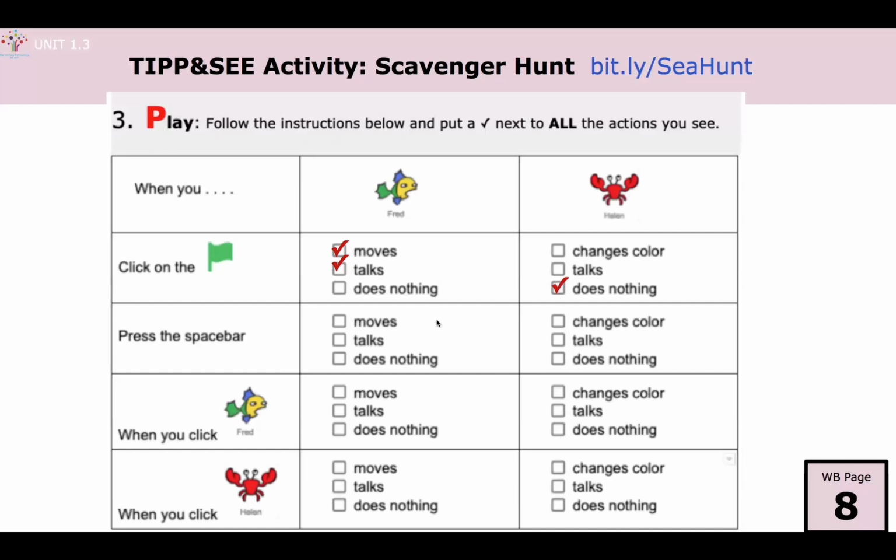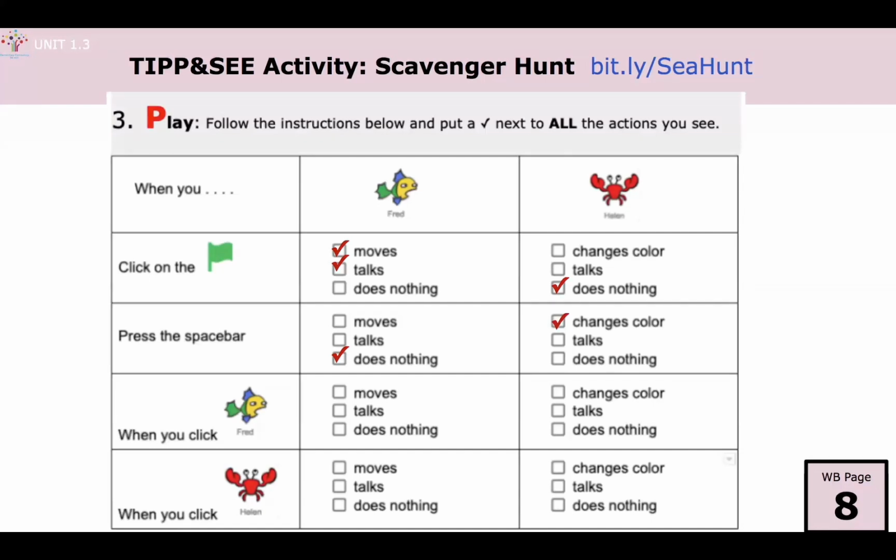When you press the space bar, what did Fred do? Fred didn't do anything. And what about Helen? What actions did Helen do? Helen changed colors.